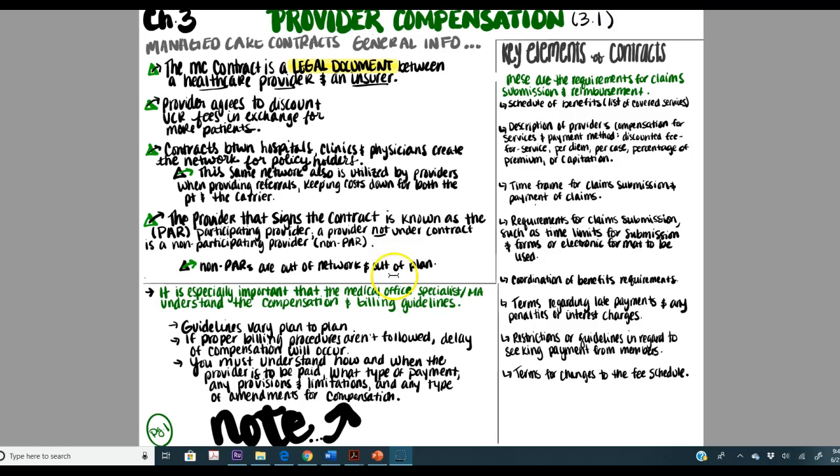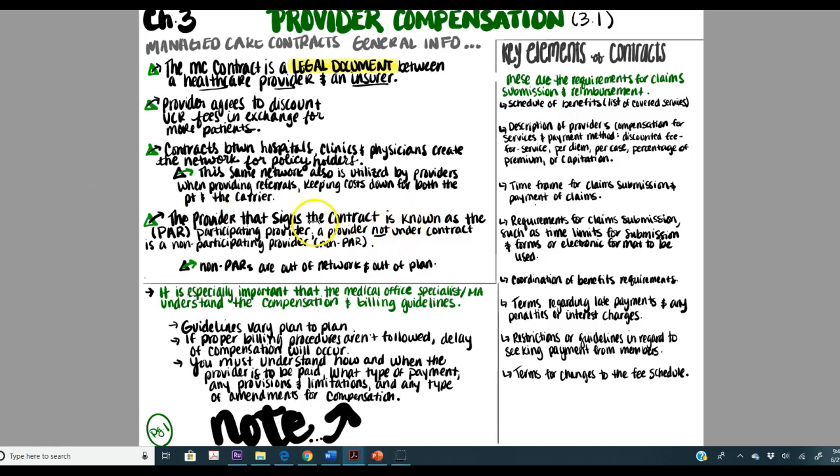So some important terms down here that you need to know. The provider that signs the contract is known as the PAR, that is the participating provider. A provider who is not under contract is known as a non-PAR, and that is a non-participating provider. And those non-PARs are out of network and out of plan, which means that they will receive a lower amount of compensation on charged services. So participating providers will receive a higher rate of reimbursement. Non-PARs will receive a lower rate of reimbursement. So some things to remember there.